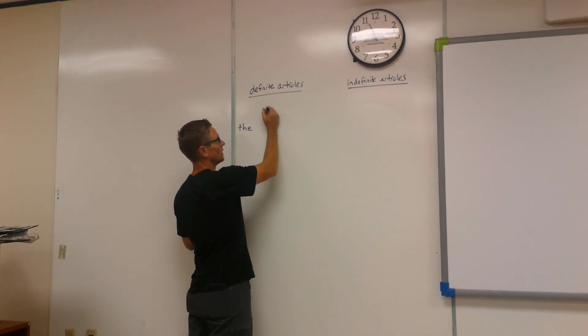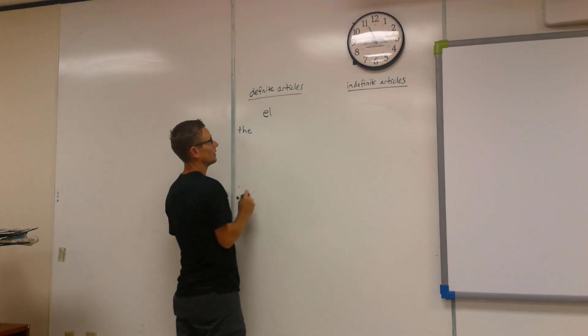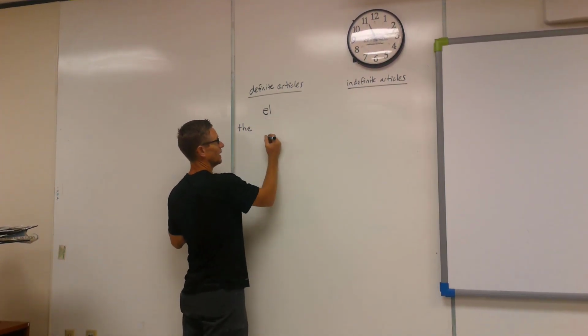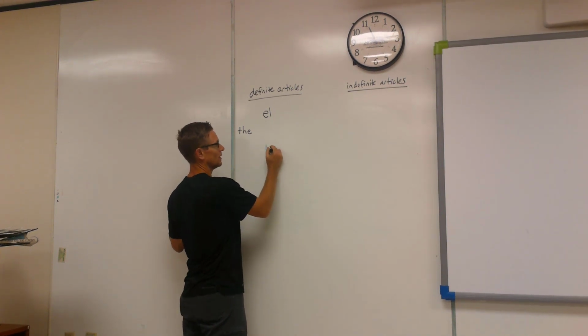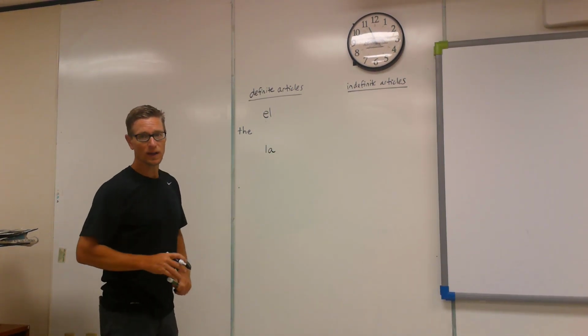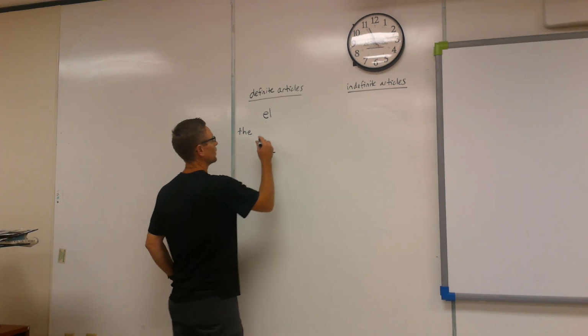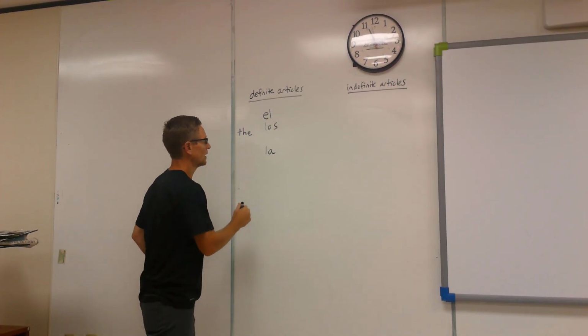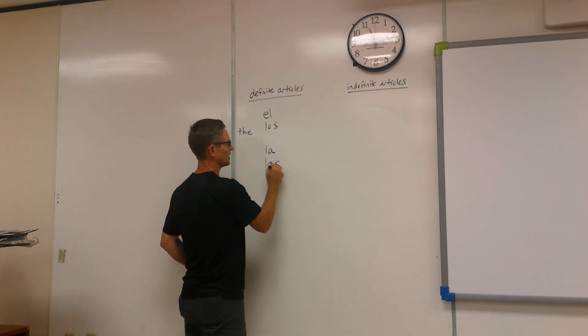So when it's "el," that's how you say "the" when it's one masculine thing. And here's how you say "the" when it's one feminine thing, "la." When it's many masculine things, it is "los," and when it's many feminine things, it's "las."